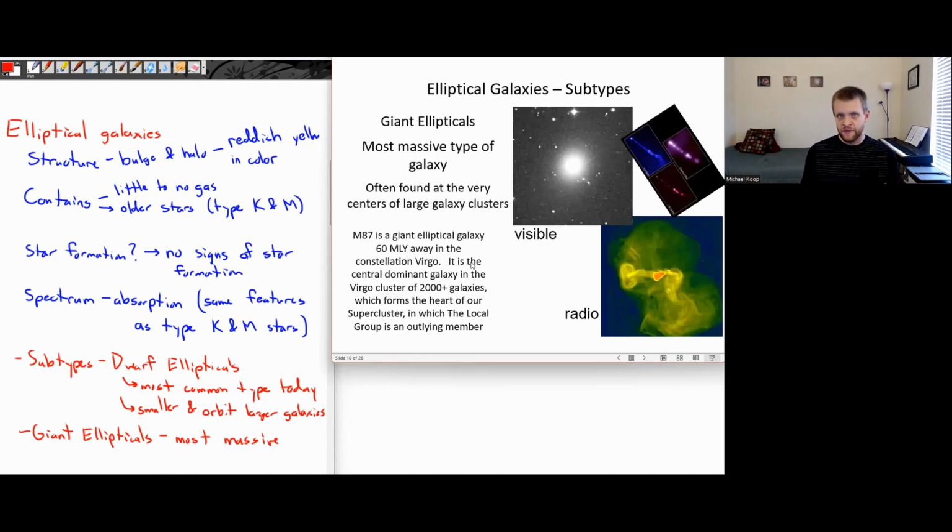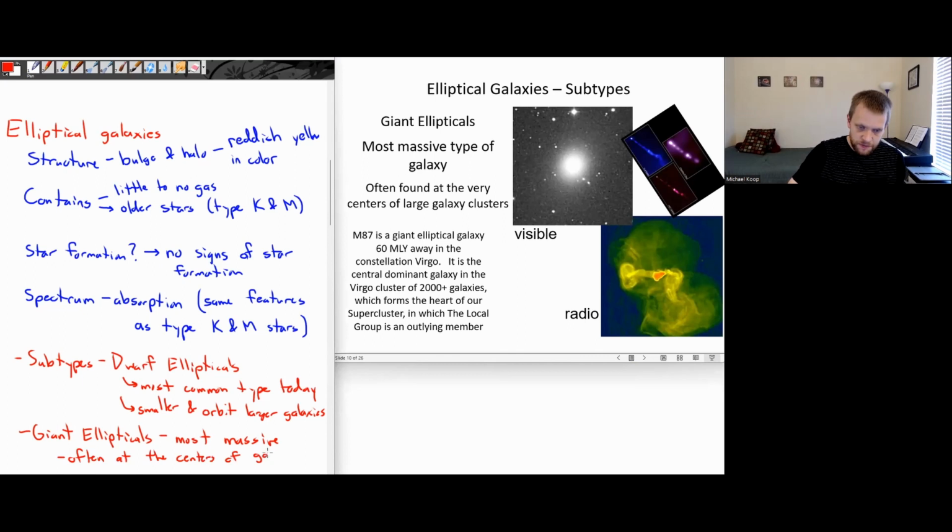These giant elliptical galaxies are very often found at the very centers of large galaxy clusters and could be the result of many galaxies colliding with each other, using up all of the available gas in those collisions and the bursts of star formation that occur in them. At the end of all of those mergers, we're left with one giant elliptical galaxy with still many other galaxies orbiting around it. So these giant ellipticals are often at the centers of galaxy clusters.